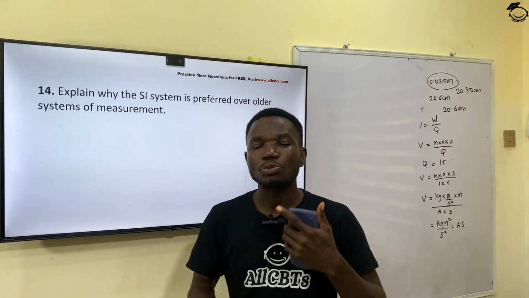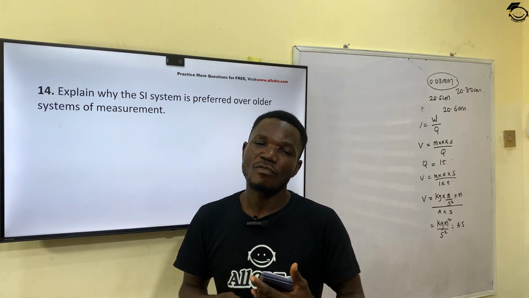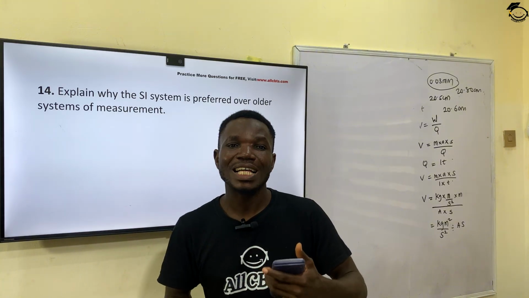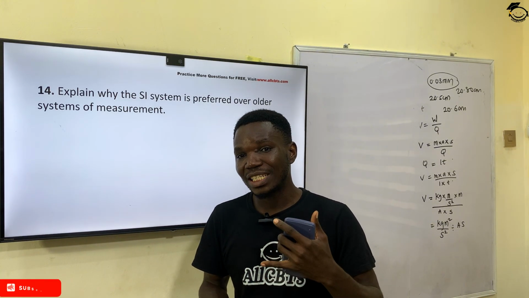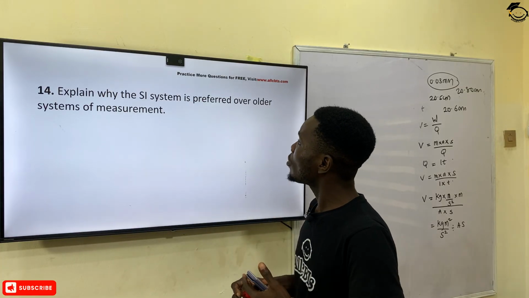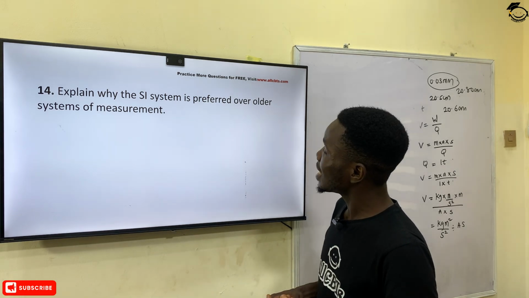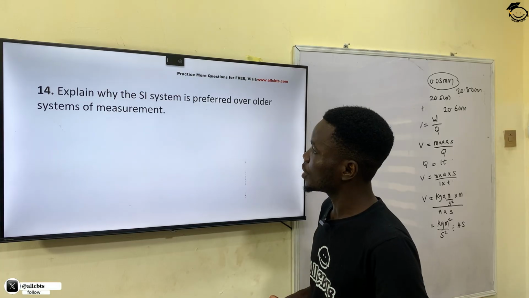So you can put a prefix, like if you want to measure a length and that length is very, very small, I can have a prefix such as in millimeters. So I've added milli to it. Milli is a prefix. So these are some of the reasons why the SI system is preferred to other systems of measurement. Moving on to question number 15.